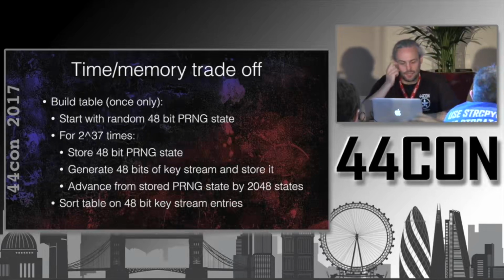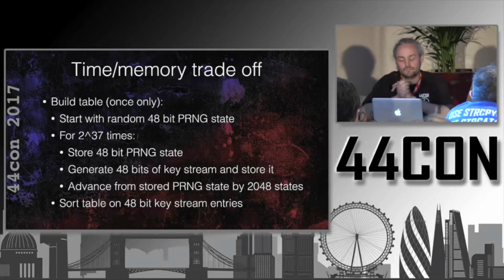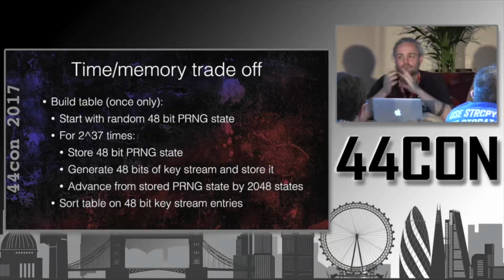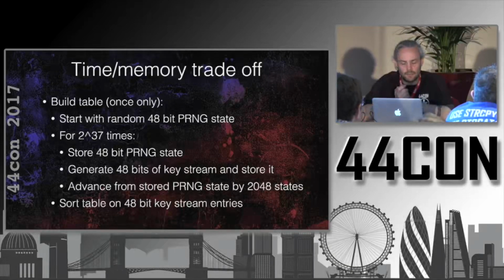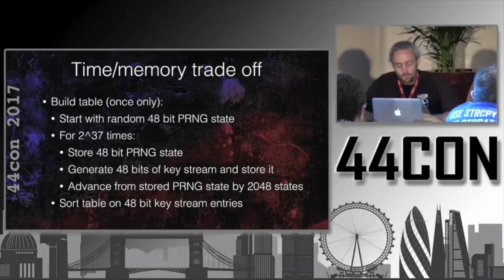Okay, so to build the table, you need to start from a random state. All zeros is not good because it doesn't really shift in correctly. So you just pick some random state, store the 48-bit state, generate 48 bits of key stream, store it with that, and then just advance from the stored state by 2048 states. And then, and this is the big then, sort your table on the key stream output.